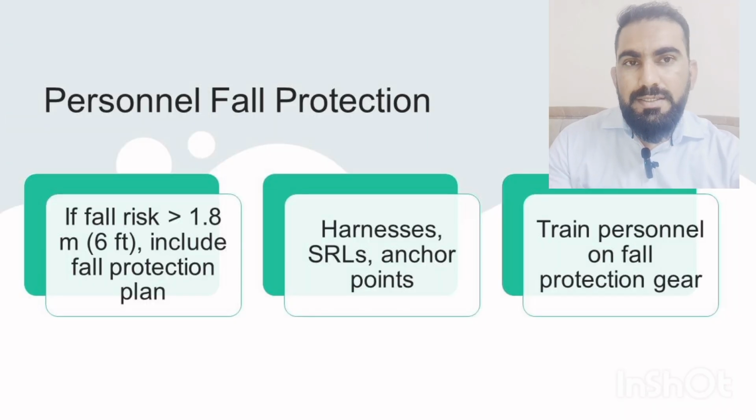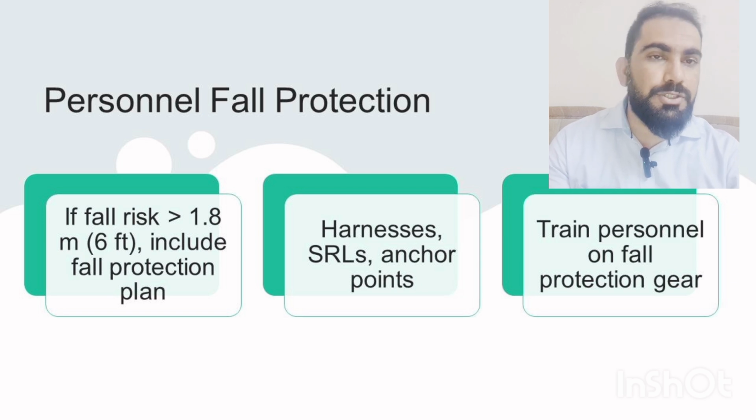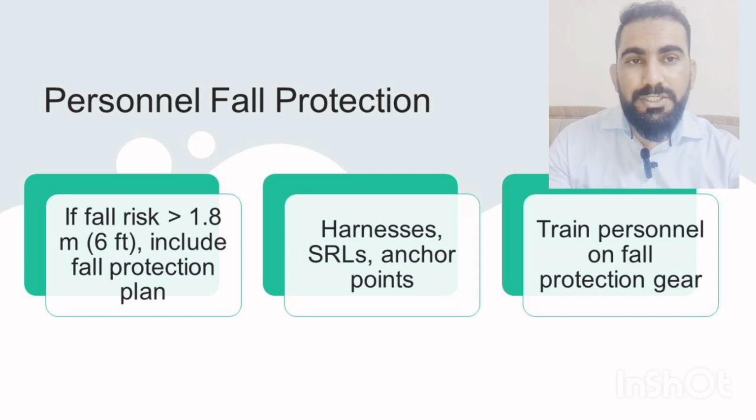If the confined space is a vertical type, like tanks and columns, then fall protection is required. For example, if it is 1.8 meters in depth, fall protection must be provided or included in the confined space entry plan, like using a full body harness, anchor points, and training requirements for your team, considering the fall protection system.